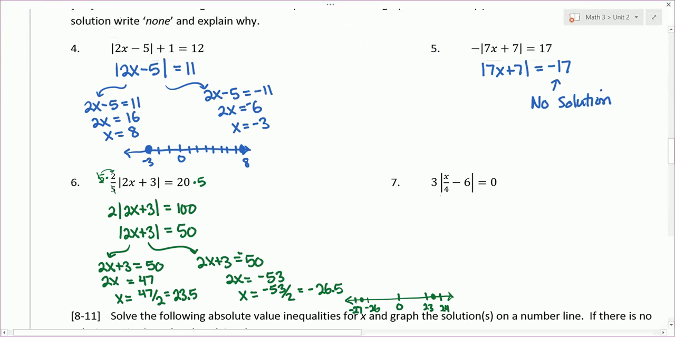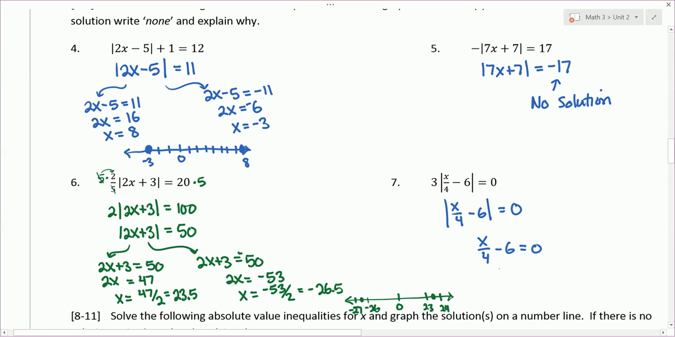For number 7, I'm going to start by dividing both sides by 3, and you get the absolute value of x over 4 minus 6 is equal to 0 divided by 3, which is still 0. So that tells us that x over 4 minus 6 is equal to 0. That's what we have to take the absolute value of to get 0. That's the only possibility. When you have an absolute value equal to 0, that's the only time you're going to have only one equation to work with.